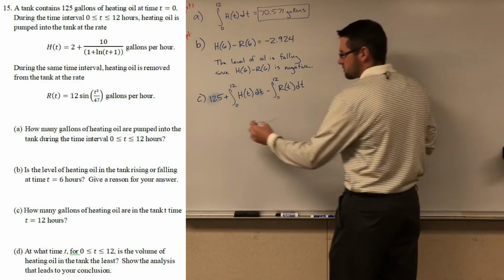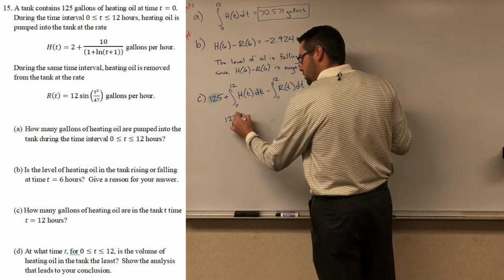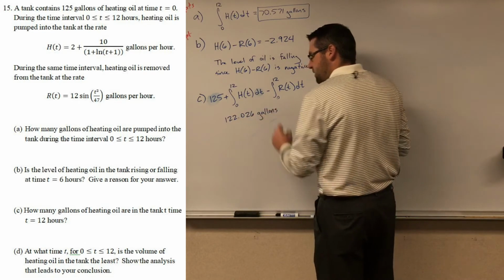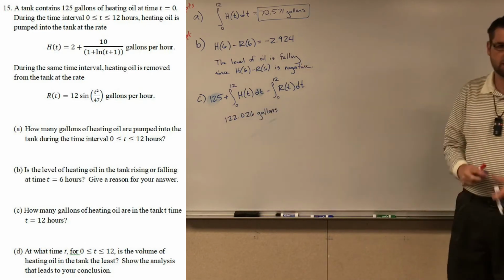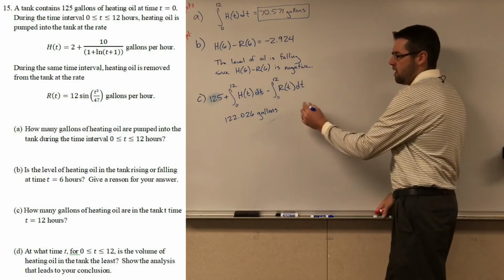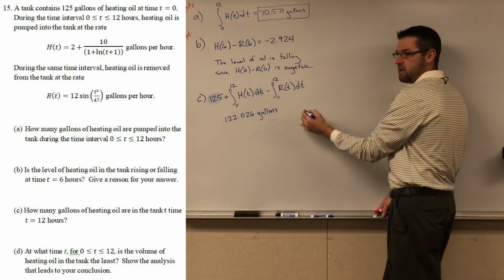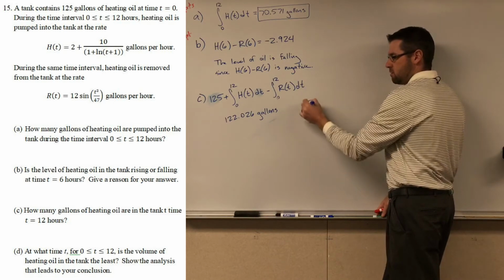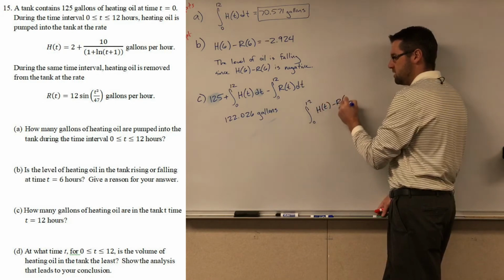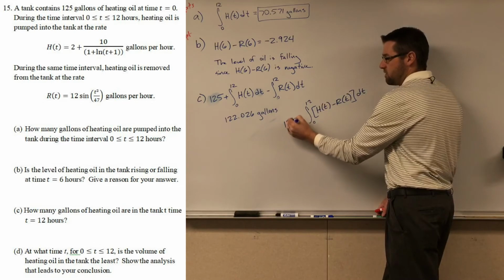What do you guys get? 122.026 gallons. Did anybody write that differently? There's different ways to write that equation. Not very many different ways, I guess. Because this is a difference, and because these limits are the same, how else could I have written that? H of t minus r of t, and then dt. And then we still have the 125.